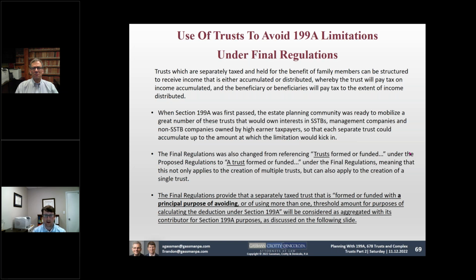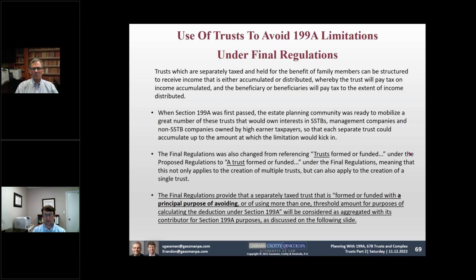You can't use them primarily for avoiding tax under 199A. They have to have some other non-tax purpose, which a lot of them you can come up with, whether that's estate planning, whether that's creditor protection. There's all kinds of reasons to create trusts other than income tax savings.